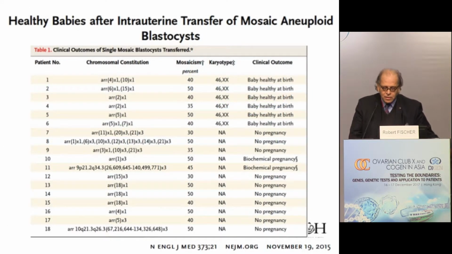So there was no real surprise to have this paper, and many papers followed. That was the first one in 2015, where they showed that mosaic aneuploid blastocysts transferred resulted in normal live birth.